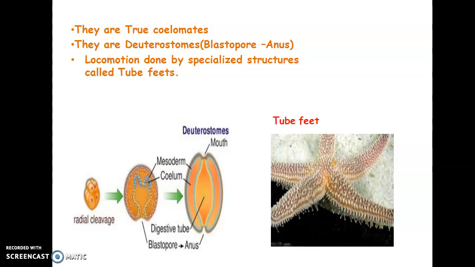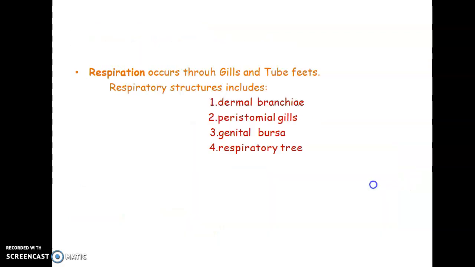Locomotion is done by specialized structures which are called tube feet. As you can see in this picture, there are small extensions found at the bottom of this sea star. This is called a tube foot. So this is a peculiar feature found only in this particular phylum, and these tube feet are generally used for locomotion. Okay. Then comes the respiration.